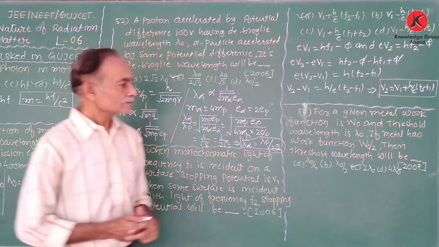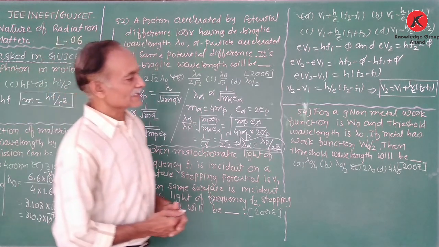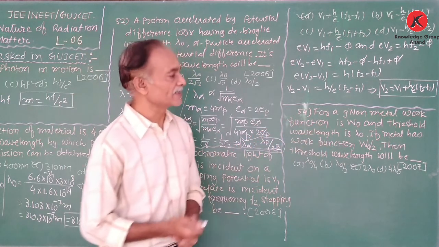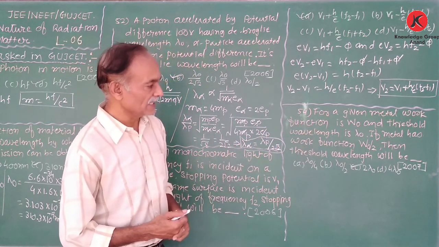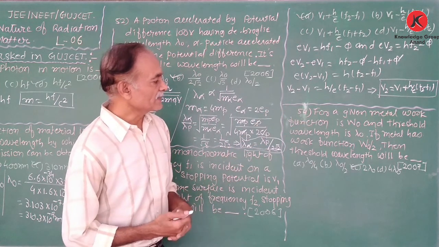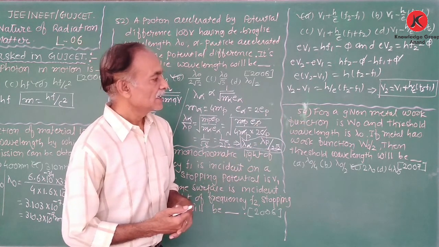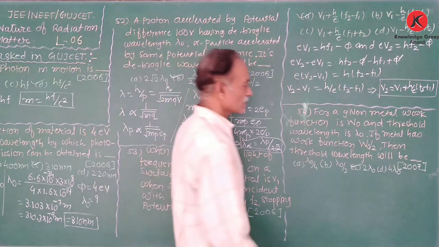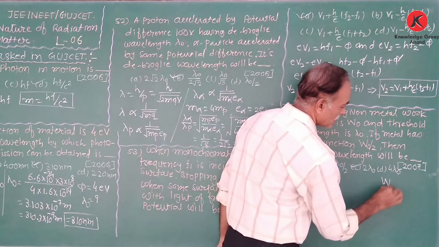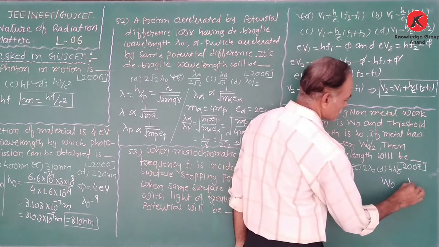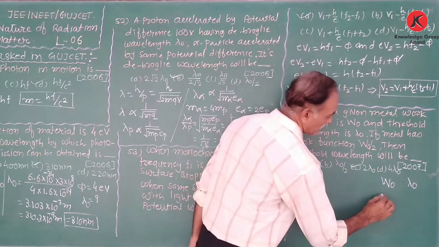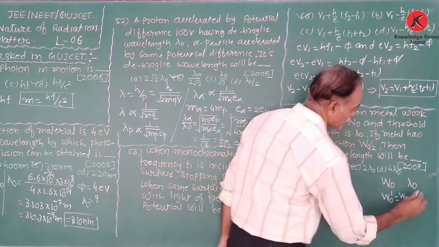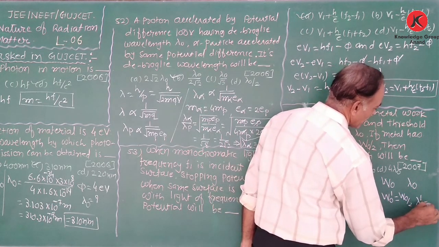Okay? Okay. After that, the next question was asked in 2007. For a given metal, the work function is W0 and the threshold wavelength is lambda 0. If the metal has a work function of W0 by 2, then what will the threshold wavelength be? So when the work function is W0, at that time the threshold wavelength is lambda 0. When the work function W0 dash is equal to W0 by 2, at that time what is lambda 0 dash?